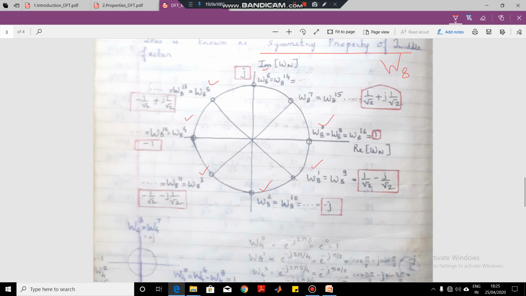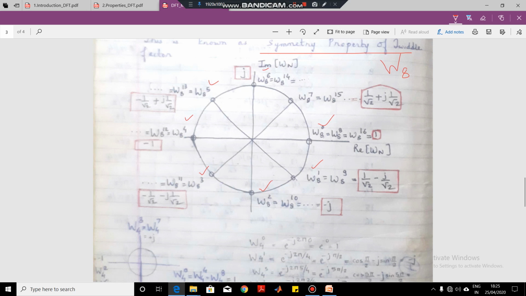When you compute W8 1, you will get the value as 1 upon root 2 minus j 1 upon root 2. So 1 upon root 2 is 0.707, so 0.707 minus 0.707 j. Similarly, W8 2 will be minus j. Then this value, then this value, then this value.